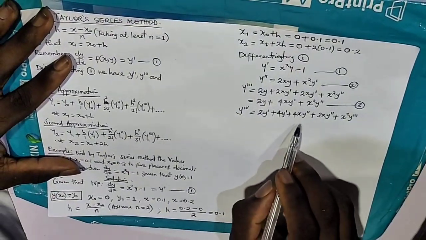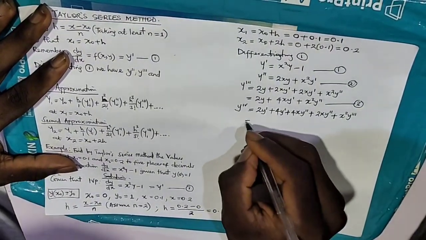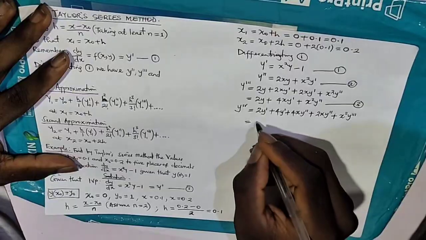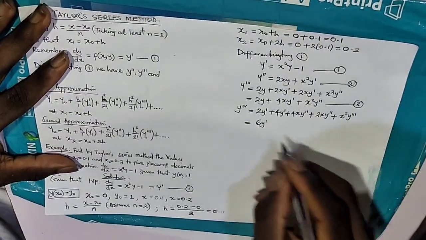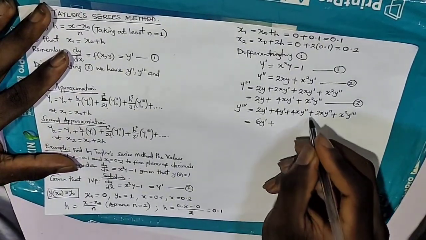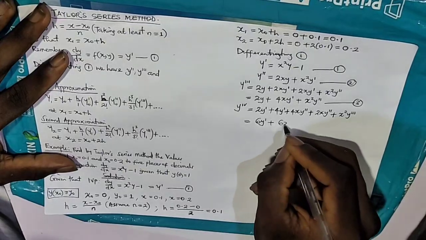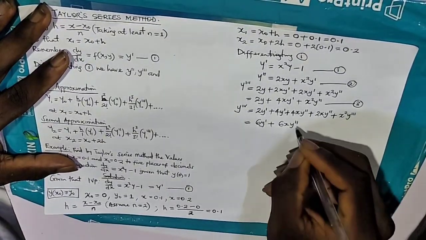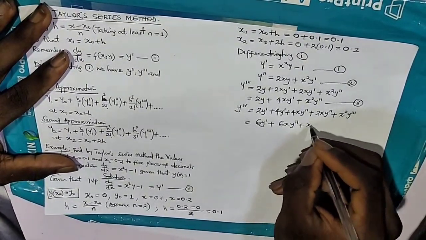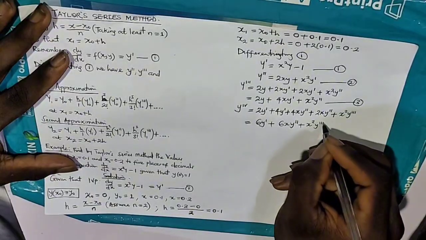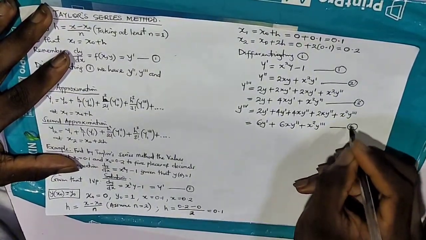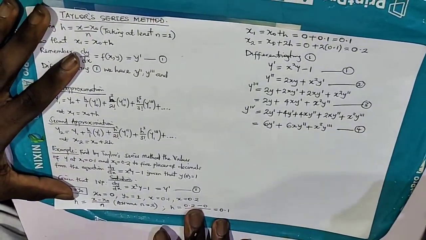Yes, sir. Okay. So we can rewrite this to be 2y prime plus 4y prime will give us 6y prime, right? Okay. Plus 4xy prime plus 2xy prime will give us what? 6xy prime, right? Okay. Plus what? x squared y prime. So I can call this equation 4. Are we moving? Yes, sir.